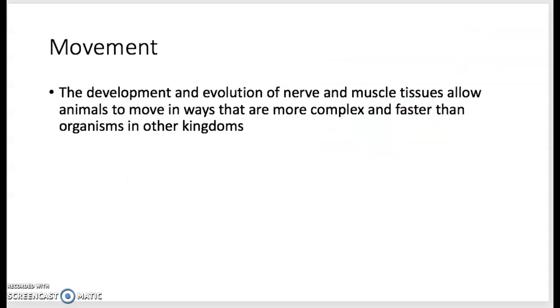So, movement. The development and evolution of nerve and muscle tissues allow animals to move in ways that are more complex and faster than organisms in other kingdoms. Basically, what that means is movement is one of the key things that make animals animals. So, besides other factors, plants don't move. Or bacteria, they move a lot slower. They don't have the type of ability that we do. So that's just another thing that really categorizes animals as animals.